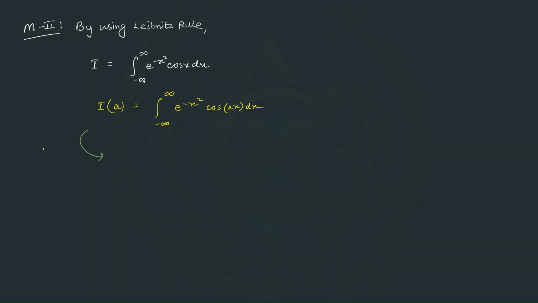So by Leibniz rule, we are going to differentiate both sides with respect to this parameter a. So we will get I dash a is minus infinity to infinity del a e to the power minus x square cos of ax dx.